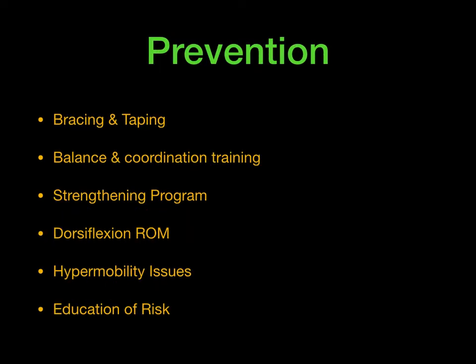Prevention is better than cure, so all these patients must be taught about bracing and taping techniques when they decide to go onto the field. There should be balance and coordination training along with the strengthening program. Dorsiflexion range of movement is very important. People who can't dorsiflex beyond neutral have been shown to have increased incidence of ankle sprain, and one aspect that needs to be looked at when doing rehab is to help them achieve a greater dorsiflexion range of movement. One must look into the hypermobility issues, and education is key for preventing at least some percentage of injuries in many of the patients.